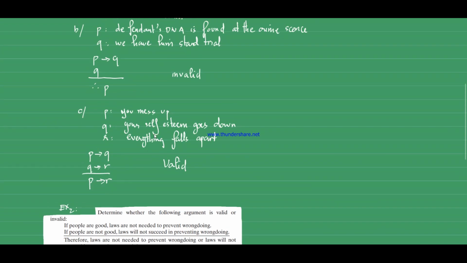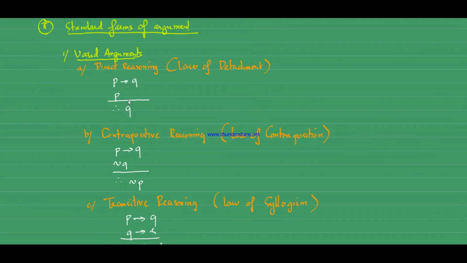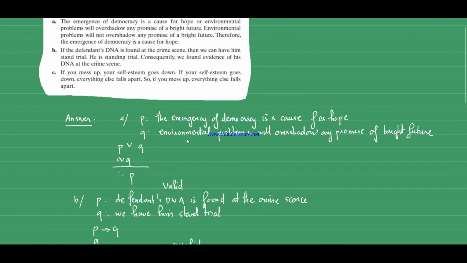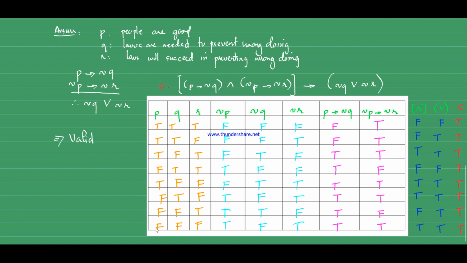Okay. So remember what I say, okay? If they give you the problem and the problem falls into one of the standard forms, then we know it's valid or invalid right away. If it does not fall into our standard form, then we gotta use the table. That's the only option over here.